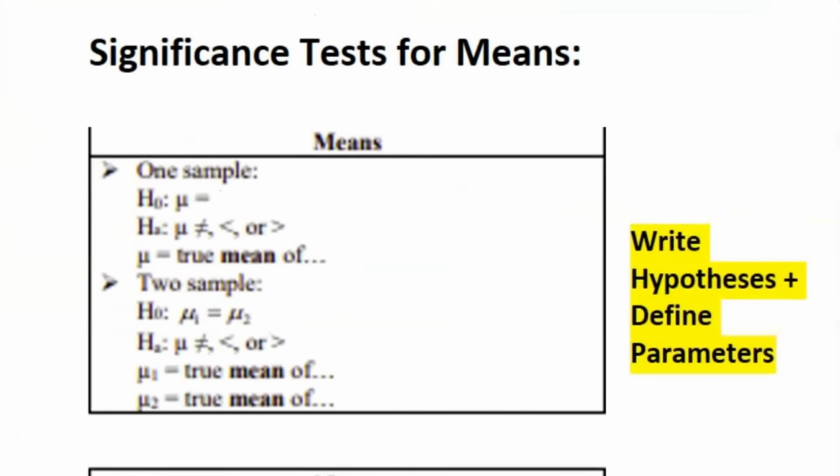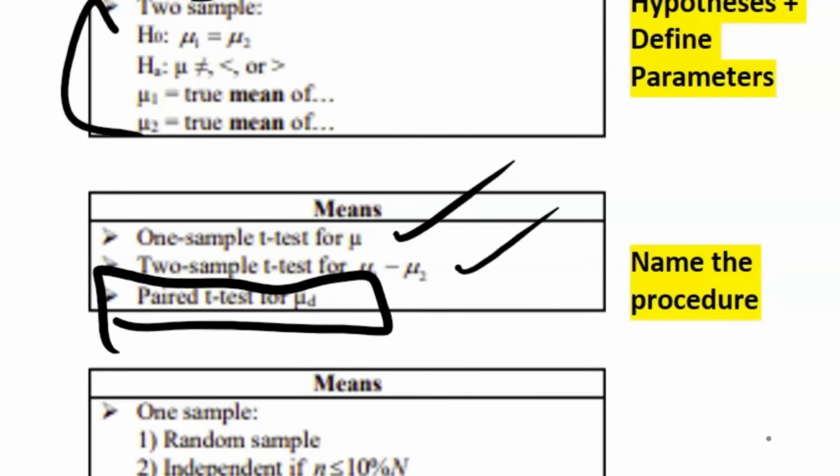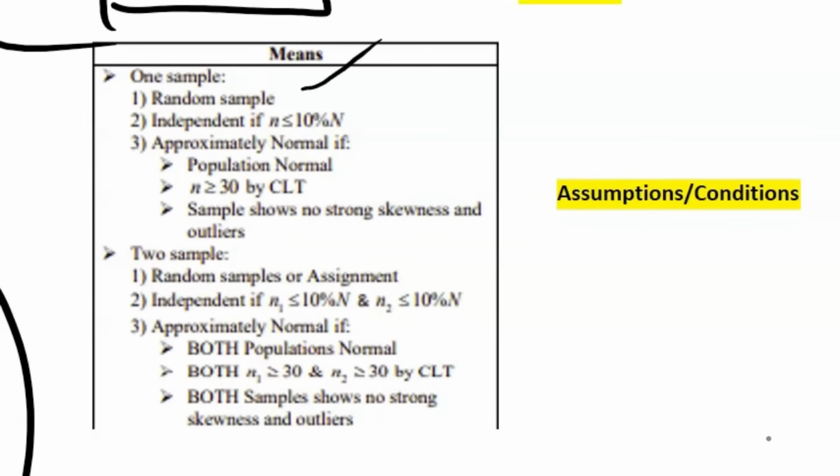Okay, cool. Well, this video is going to go pretty quick because significance tests are pretty simple for means. We're going to write our hypotheses and define parameters just like those for proportions, right? So you got your null, and then you got your alternative, and then defining our parameters here, the true mean of whatever, and then same thing for the 2 sample. Name the procedure, so it's a 1 sample t-test for our mean, or a 2 sample t-test for a difference in those means.